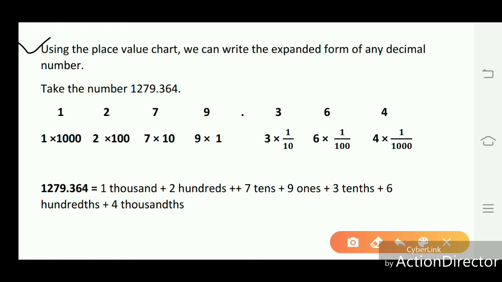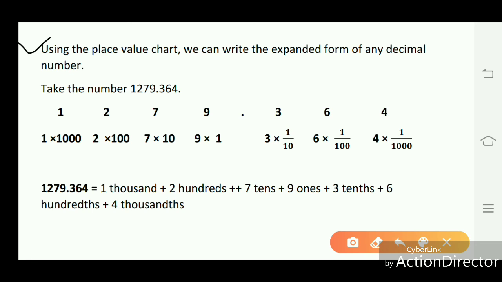Using the place value chart, we can write the expanded form of any number. Take the number 1279.364. So here first we write the number 1279.364 and then we start from the decimal.